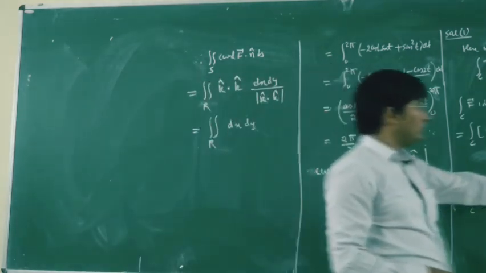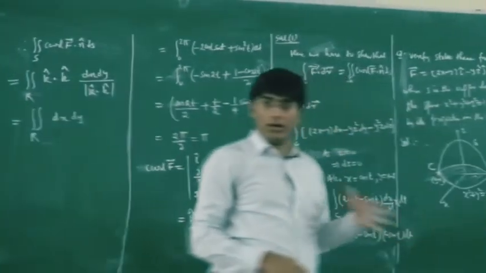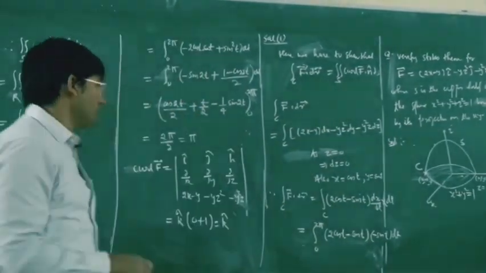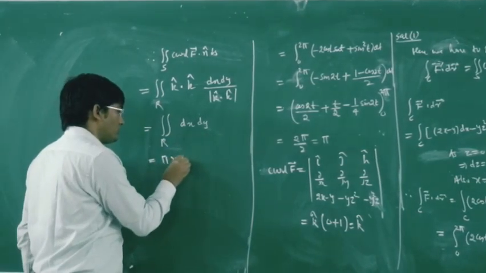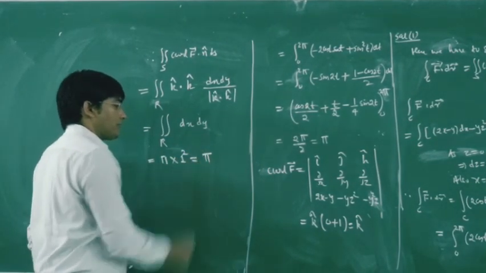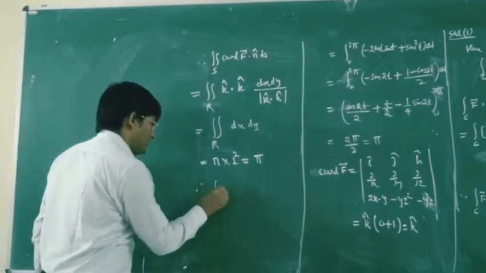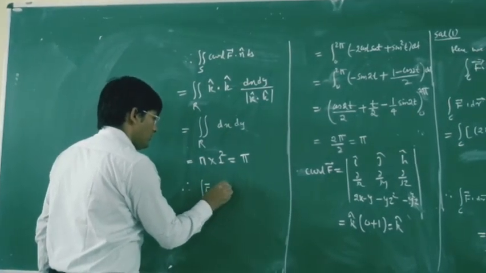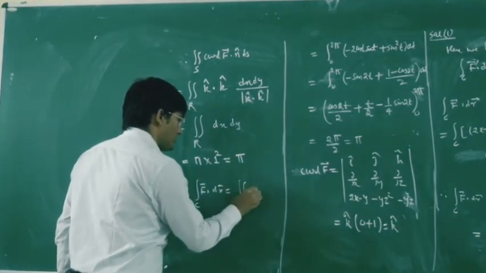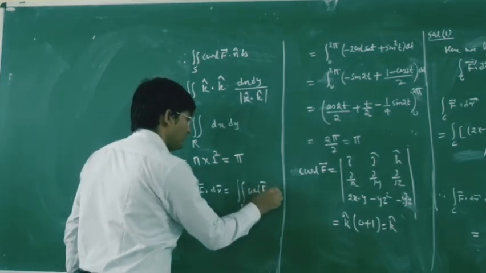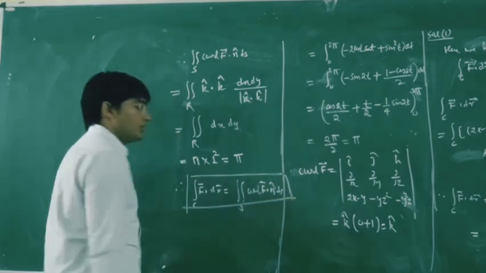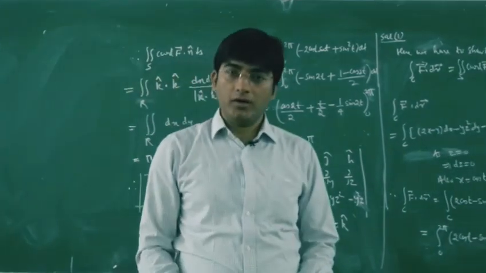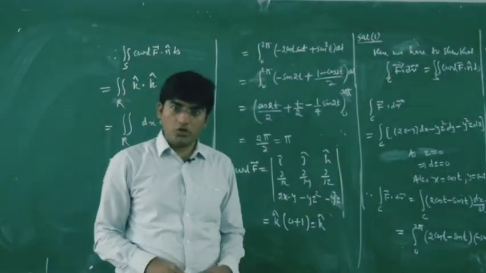Now the area of this circle will be equal to pi r², and this is your area. So this is pi. Therefore, we can say that our line integral is the same as our surface integral. Hence, Stokes theorem is verified. This is all about this Stokes theorem.